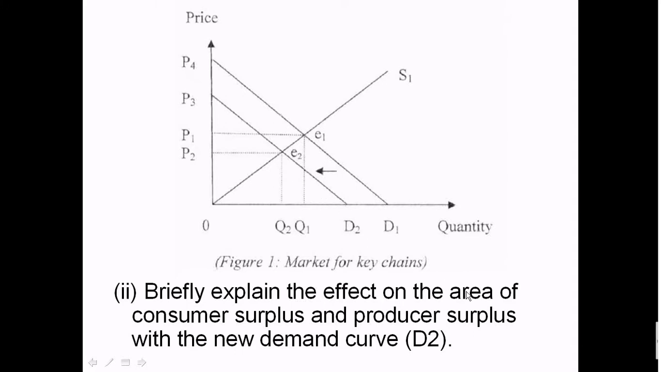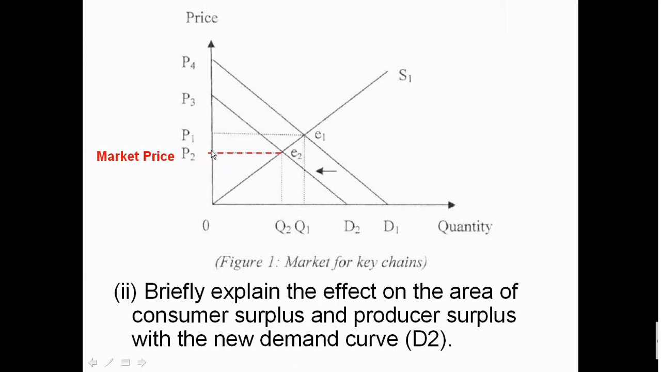So if we want to find the area of consumer surplus at a new demand curve, again this time the market price will now be P2. Previously at E1, this was the market price. So now if the demand curve moves here, this is the new equilibrium point. So this will be the market price. P2 will be the market price.